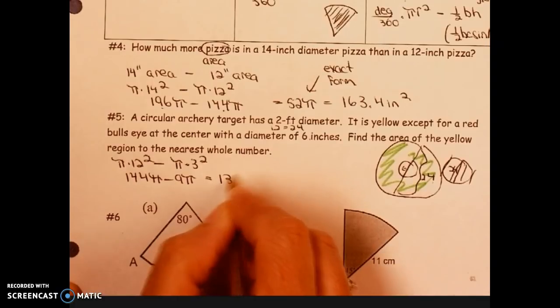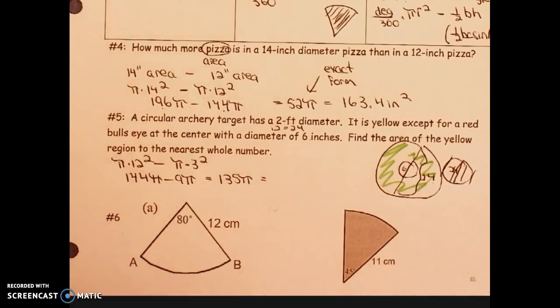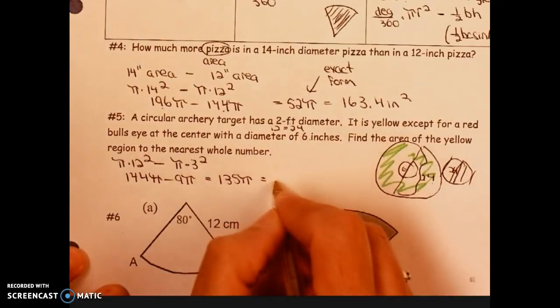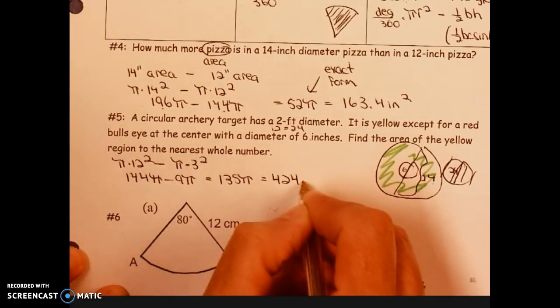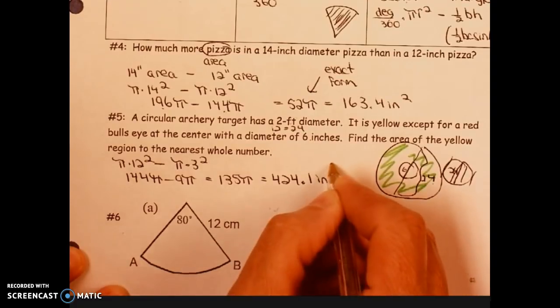I get 135 pi, but again it says to take it to the whole number. So 135 pi gives us 424.1 inches.